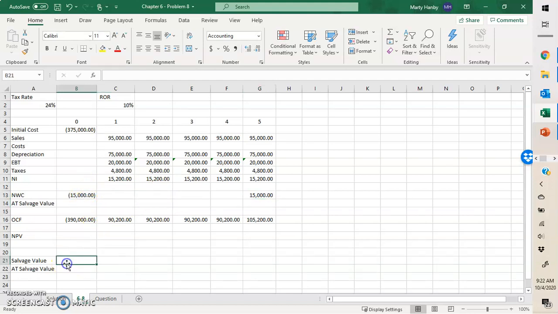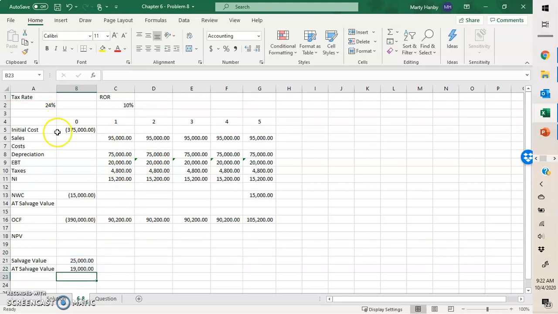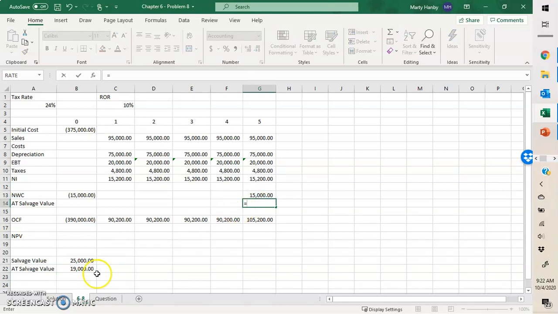Now the salvage value is 25,000. So after-tax salvage value just equals the salvage value multiplied by 1 minus the tax rate. So now salvage value is an inflow. Again, the reason you pay taxes on it is because you fully depreciated the project over the life.